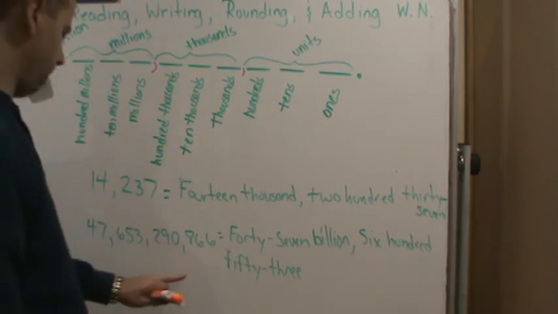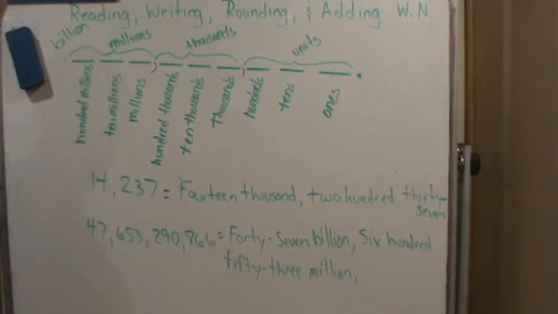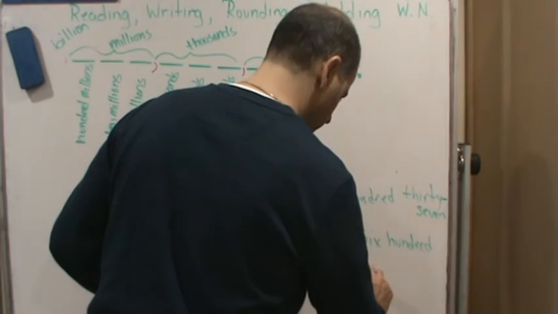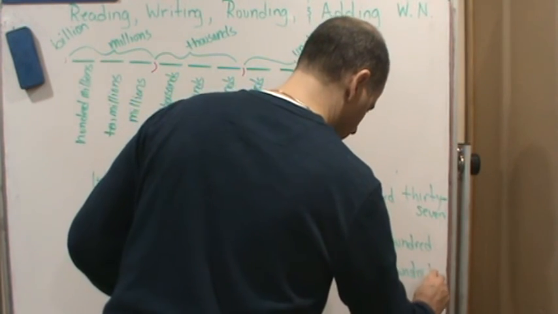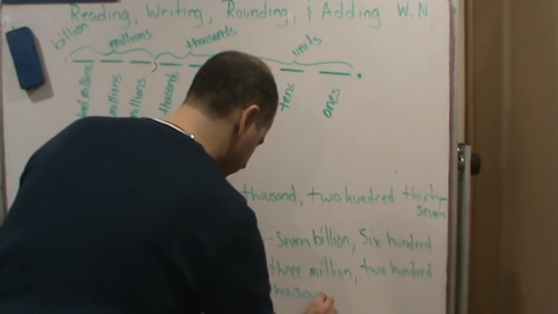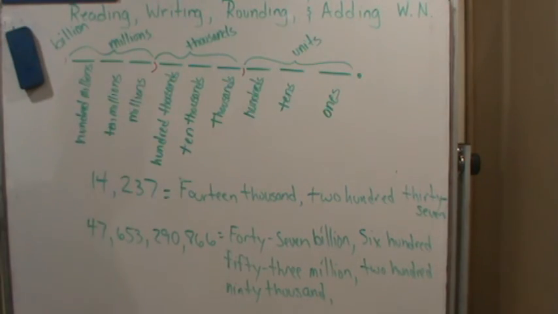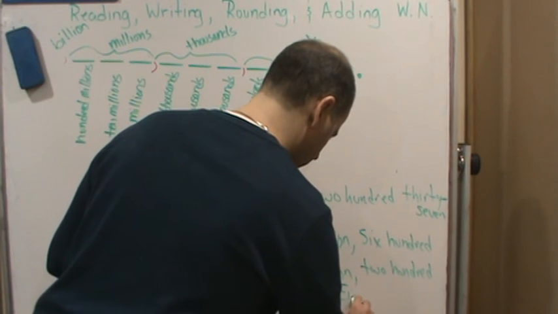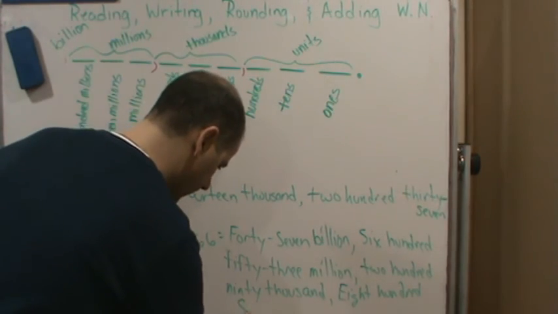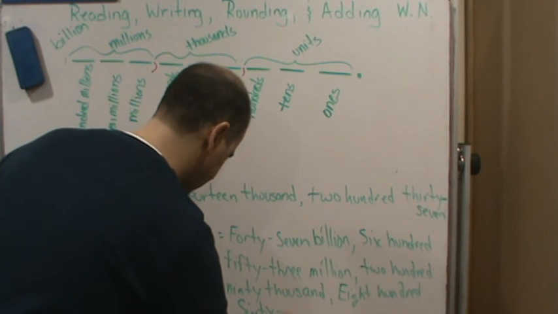53, notice it's hyphenated. 653 million, and then a comma. The next group is 290, what? 290,000. So I'm going to write 290,000, comma, 866. 800 and 66, hyphenated, right?